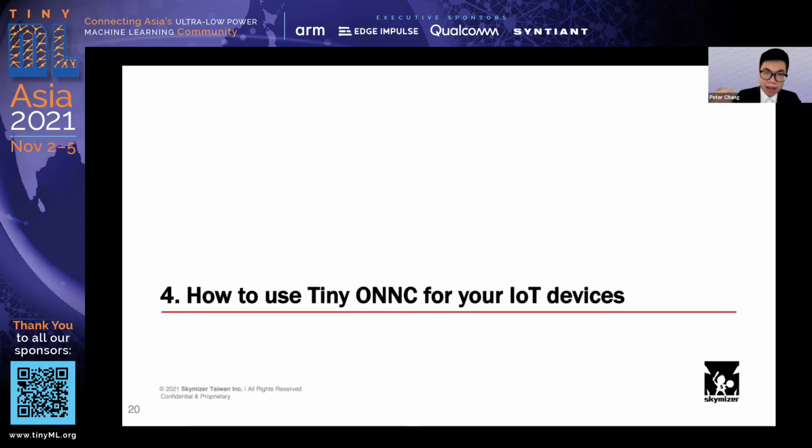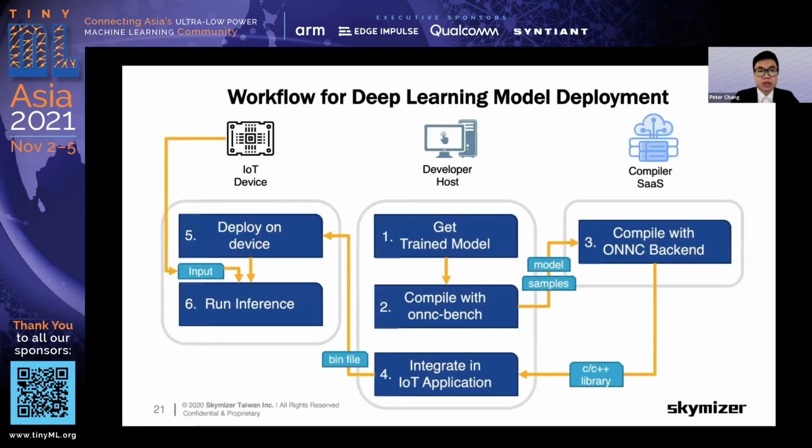So you may have a basic idea about Tiny ONNC and its optimization and its performance. And perhaps you will think, oh, okay, perhaps I want to try Tiny ONNC. How can I do that? Let me introduce it for you. Here's a workflow for deep learning model deployment. Most people are familiar with IoT devices and your host machine for compilation, cross-compilation. But we add our service as the compiler source.